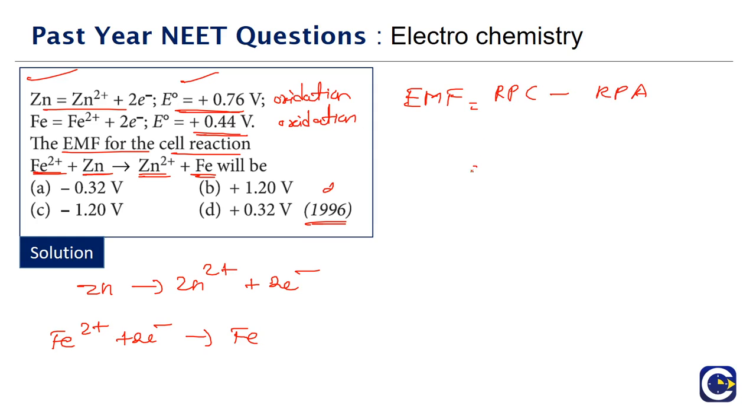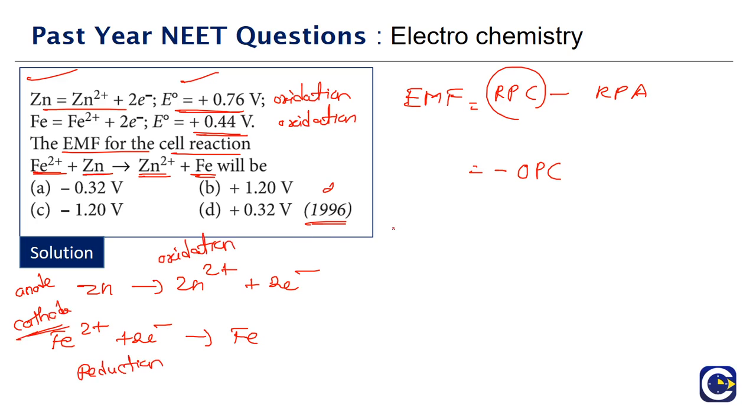If you have to express this in terms of the oxidation potentials, what will be the thing? Reduction potential of cathode means minus oxidation potential of cathode. By the way, this is the anode part and this is the cathode part. Cathode means reduction happens. This is where the reduction is happening, right? Anode means oxidation happens. So how do we express the EMF value in terms of oxidation potential?